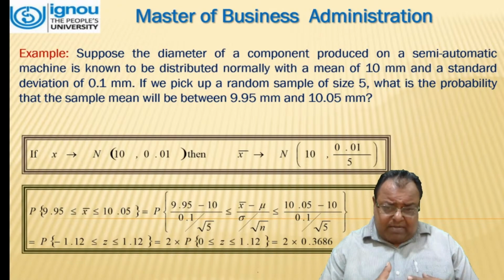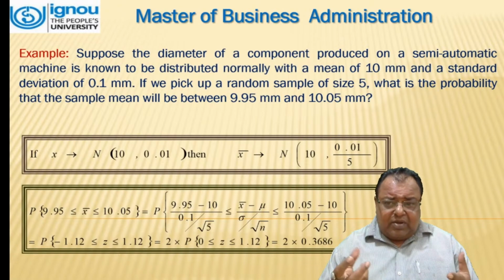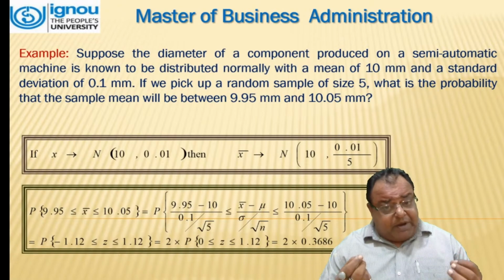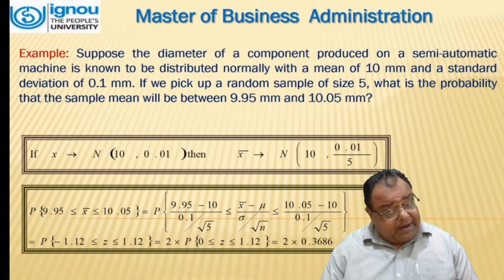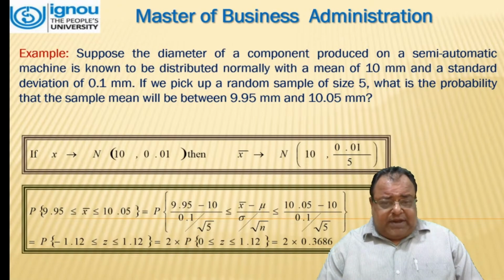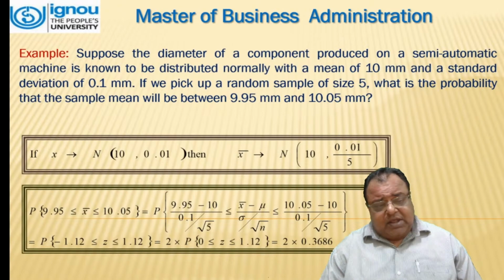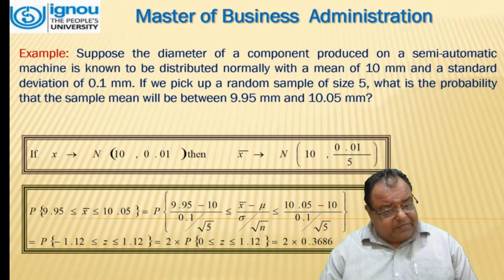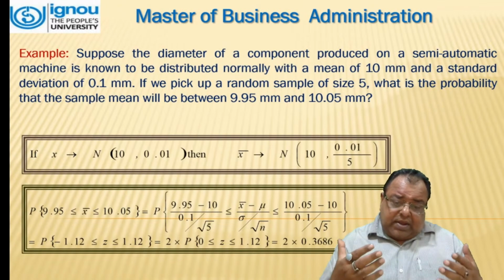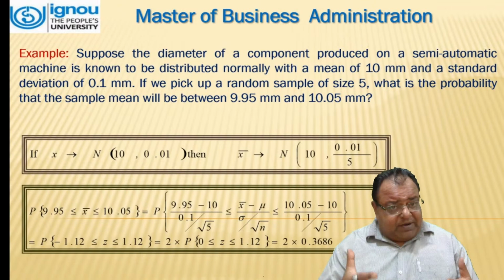We have to find the probability of the diameter of a component between 9.95 mm and 10.05 mm. When we convert this into its mathematical form, we can see that the probability 9.95 is less than or equal to x bar less than or equal to 10.05. We are aware that it is normally distributed, as it is already stated in the numerical problem.